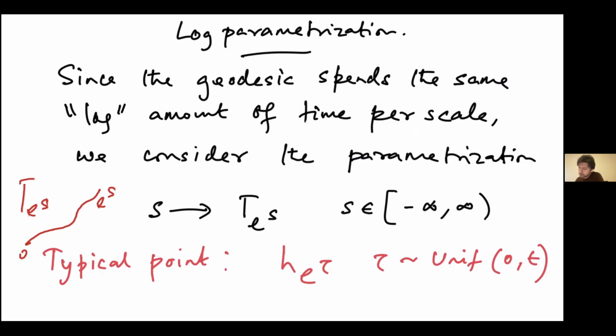Okay, so this is the parameterization that we'll work with, where a number s goes to the point on the geodesic with distance e power s. So given this parameterization, what we will call a typical point is, let's say, sample a point tau uniform between 0 and t. So t is some large number, and just look at the, sorry, I don't mean that. This is a typo. I mean gamma e power tau. So you look at the geodesic, and the point at which you look at it is e power some uniformly chosen point between 0 and t.